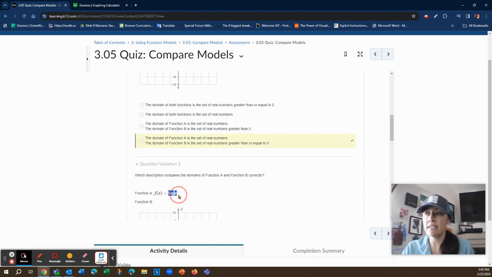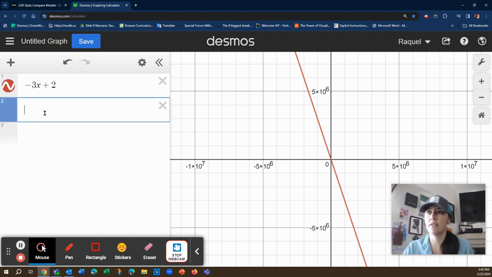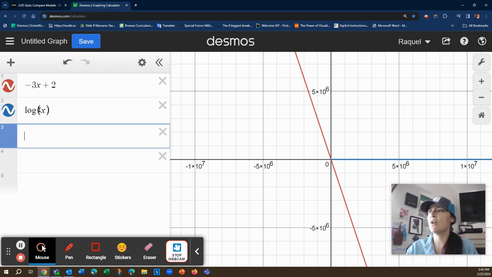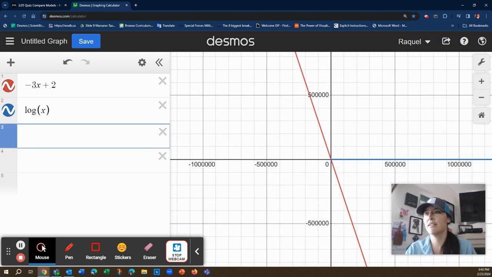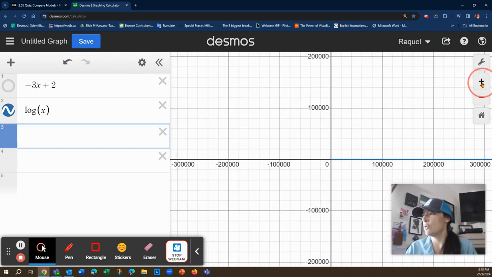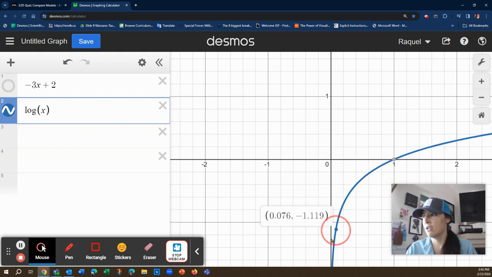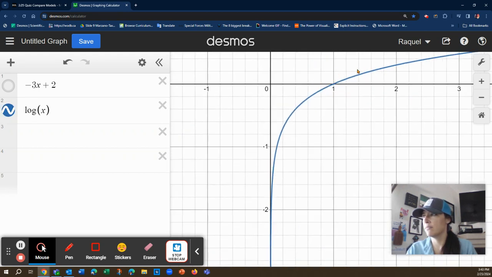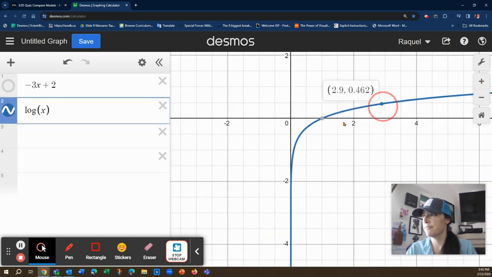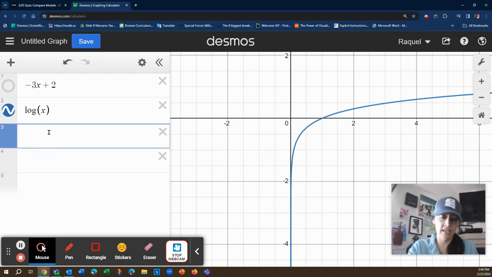If you don't know what log x is, graph it. Log x. Oh, we have an issue. x can't equal 0. You can check it.